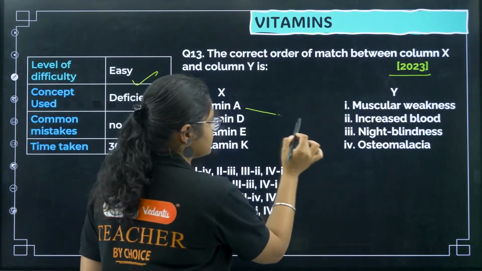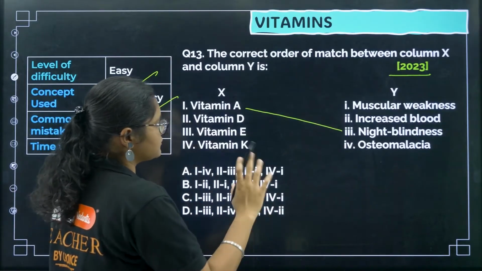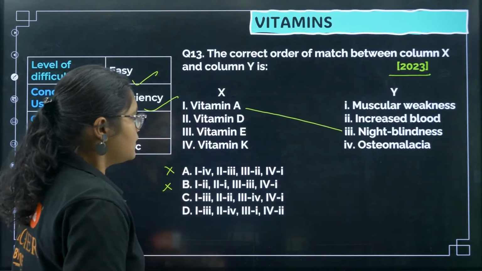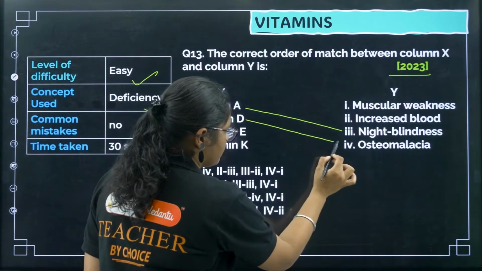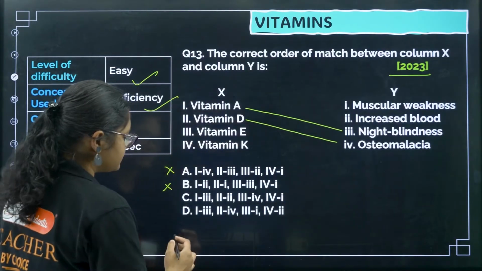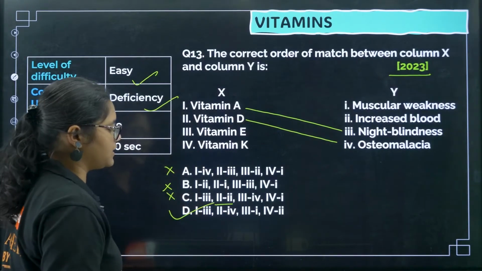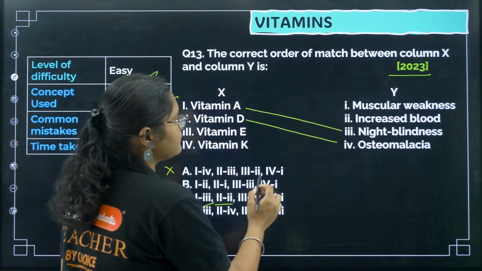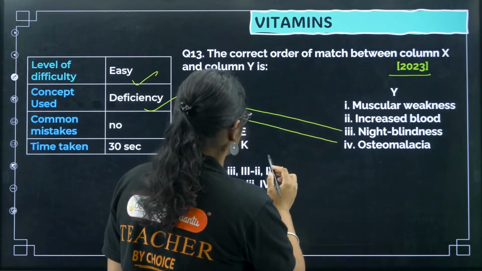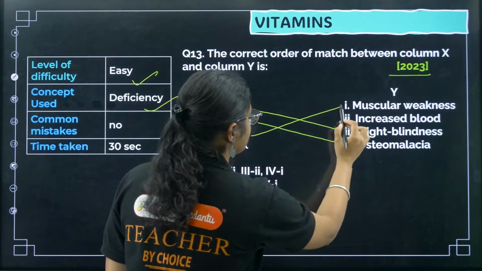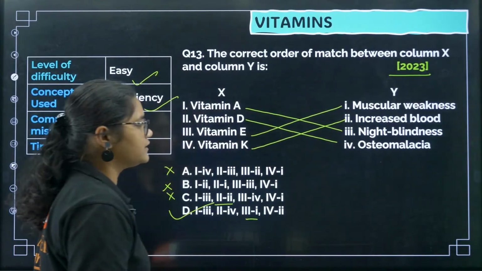So vitamin A causes night blindness, so 1 is 3, so we can eliminate option number A and B. Next, vitamin D is related to bones, that is osteomalacia, so that is 2 is 4, here it is different, so option number D will be the correct answer. Next, vitamin K. Next we have vitamin E, that is muscular weakness, and vitamin K is increased blood clotting.